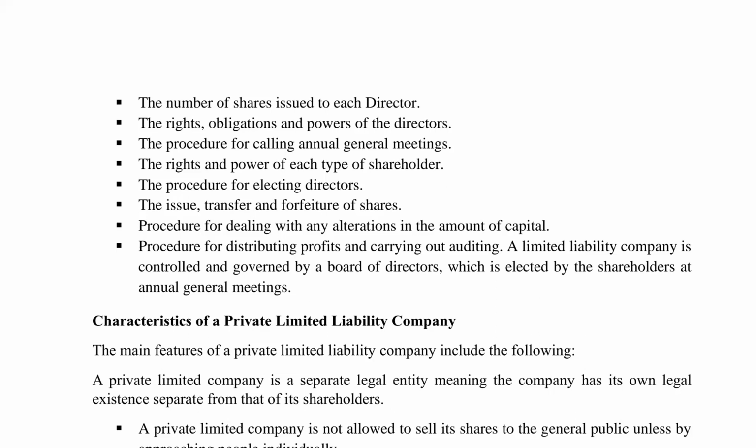The issue and the transfer or forfeiture of shares. How are you going to be transferring the shares? It should be clear how you move them from this person to the other person. How are you going to be issuing shares to others? If you're going to remove some shares from one of the directors, what procedure are you going to be following? The procedure for dealing with any alterations in the amount of capital should be clear as well. Even the procedure for distributing profits and carrying out auditing has to be written down in the articles of association.